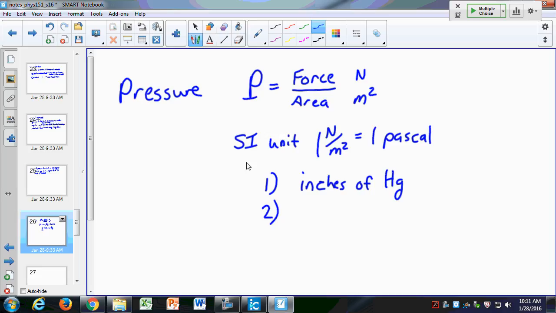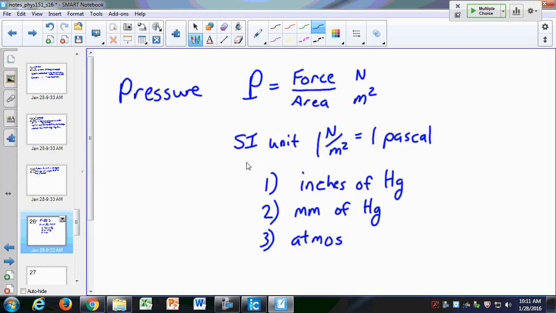The second one is millimeters of mercury. Who uses that to measure, what is that unit used for? Blood pressure. Right. When we talk about blood pressure, we're talking about millimeters of mercury. Third is atmospheres.